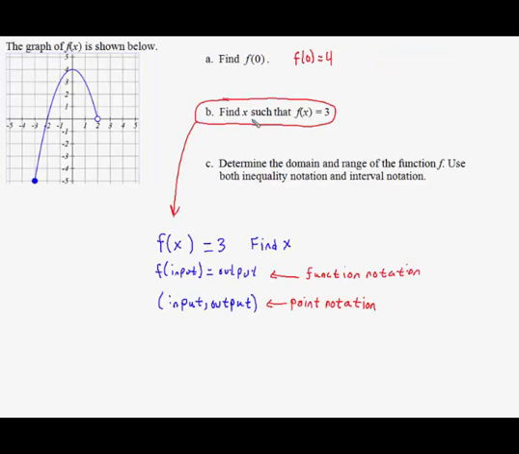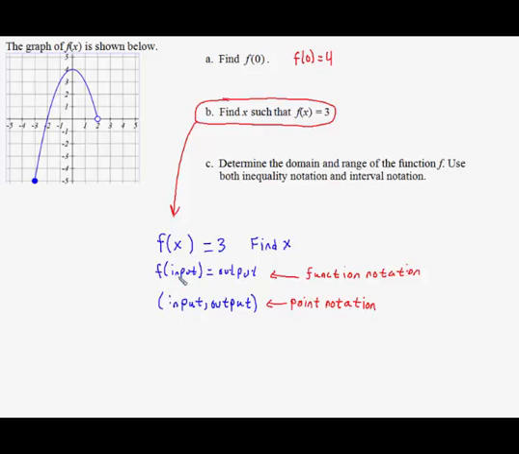So for the second problem, it's just the opposite. In the first, we were given the input and we were supposed to find the output. In this problem, we are given that the output is 3 and we need to find the input. Because the question is given in function notation, but we are to answer it using a graph, which is a set of points, I feel the need to convert the function notation question into point notation. So here's the question: find the input, the x value, that makes it so that the output is 3.